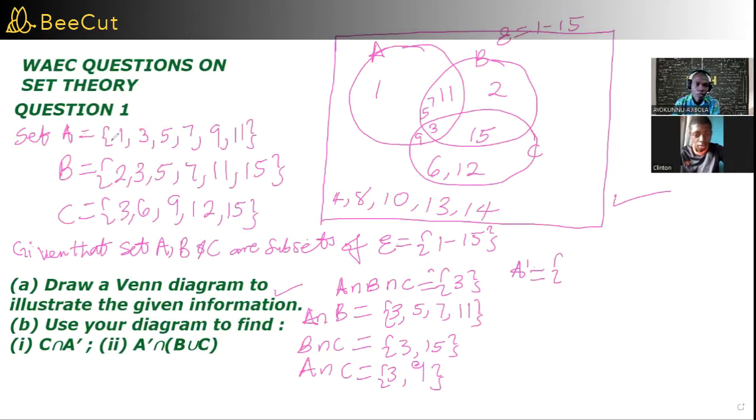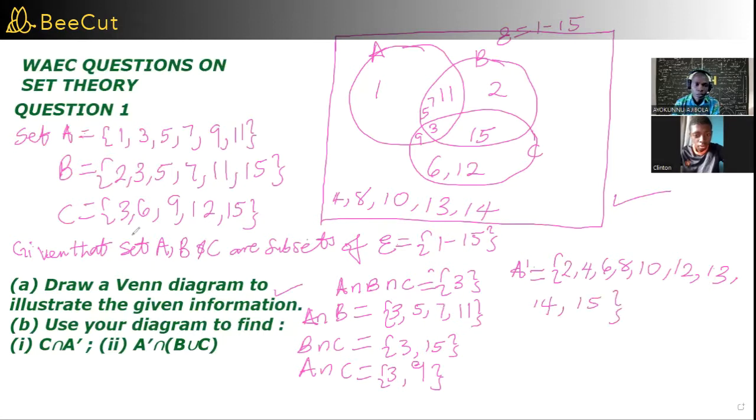So what are the things in A? I have 1, no 2. I have 3, no 4. I have 5, there's no 6. 7, there's no 8. 9, no 10. 11, there's no 12. There's no 13. There's no 14. And no 15. So these are A complement.